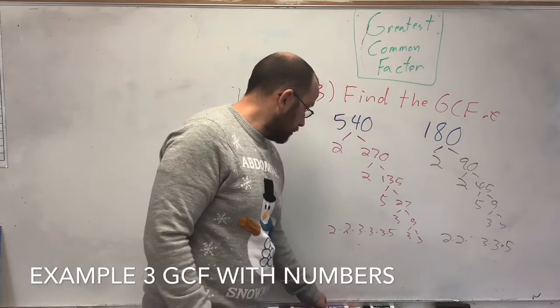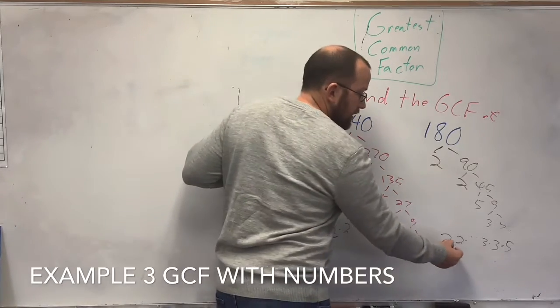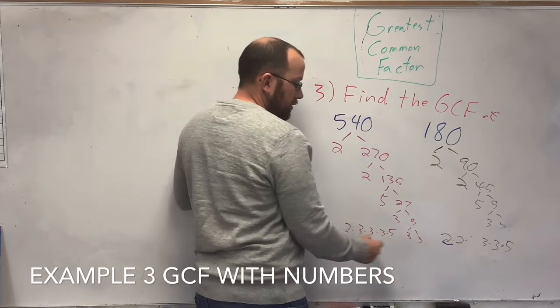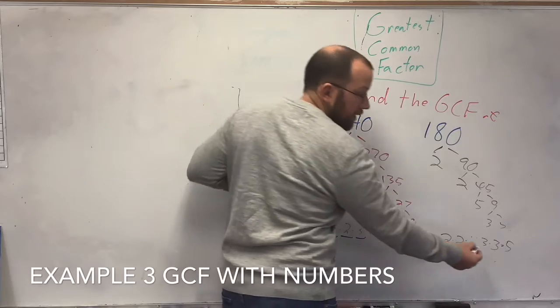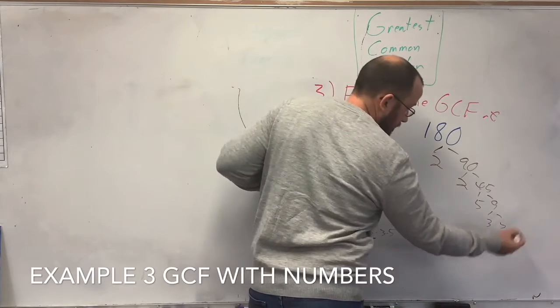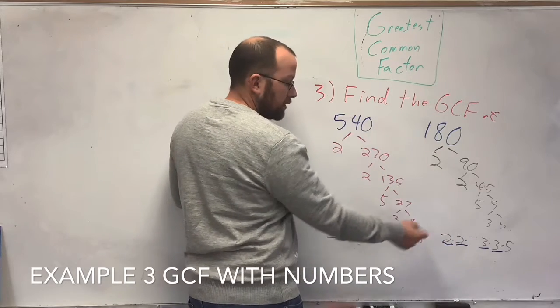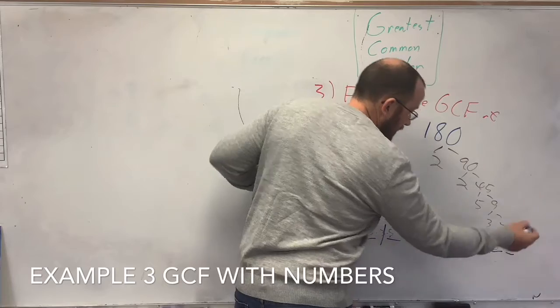I'll use my blue marker. This one has a 2, this one has a 2, this one has another 2, this one has another 2. This one has a 3, this one has a 3, this one has a 3, this one has a 3, this one has a 3. That one's out of 3, so I mark it off. And that has a 5, and that has a 5.